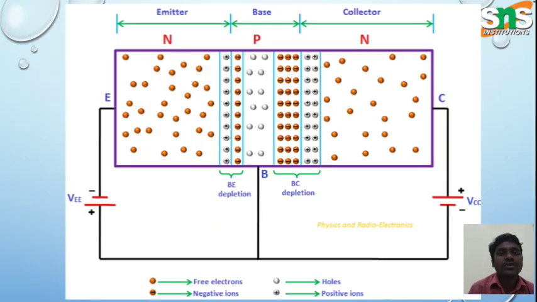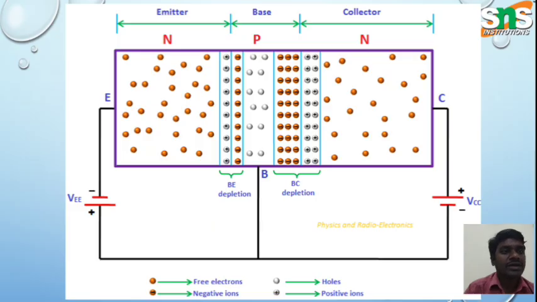Suppose in VEE, the emitter battery is connected to the negative. In the emitter terminal, the majority charge carriers are free electrons. If you are supplying negative ions through the emitter, it will repel, so the electrons are moving towards the junction, that is the BE depletion region, in between base and emitter.